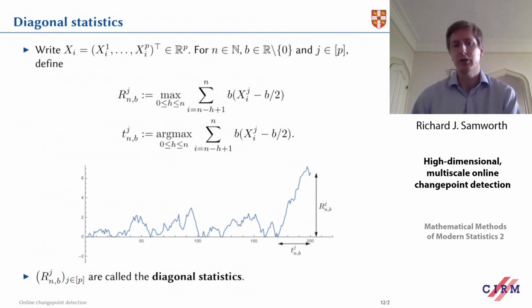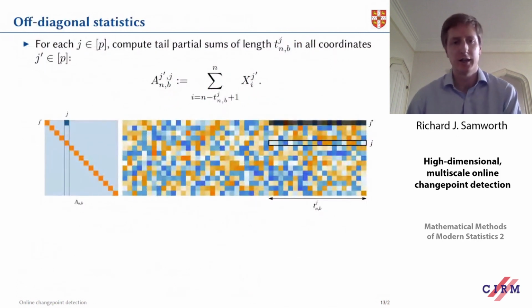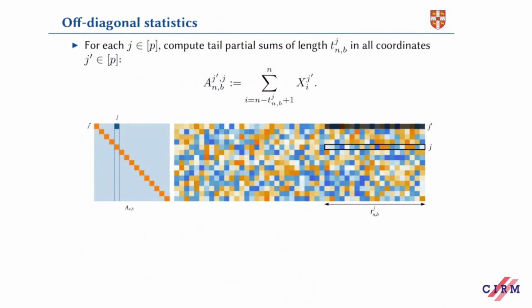So these are what we're going to call the diagonal statistics. And they're going to be good, effective statistics for us in a very sparse case. In particular, if there were a change in theta only in one coordinate, then we would hope that in that coordinate, this statistic ought to be powerful for detecting that change. But we'd also like to be able to detect more complicated changes where changes happen in several coordinates simultaneously. In other words, we'd like to be able to borrow strength across the different coordinates. And to do that, we're going to look at some off-diagonal statistics.